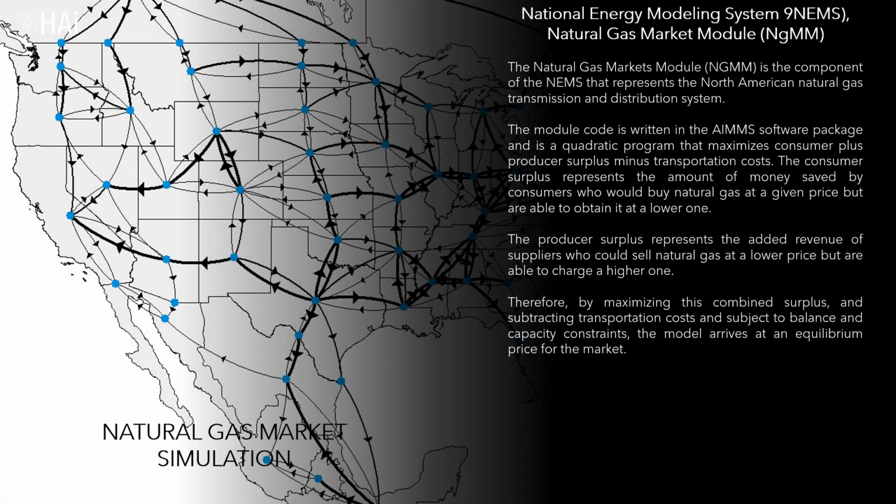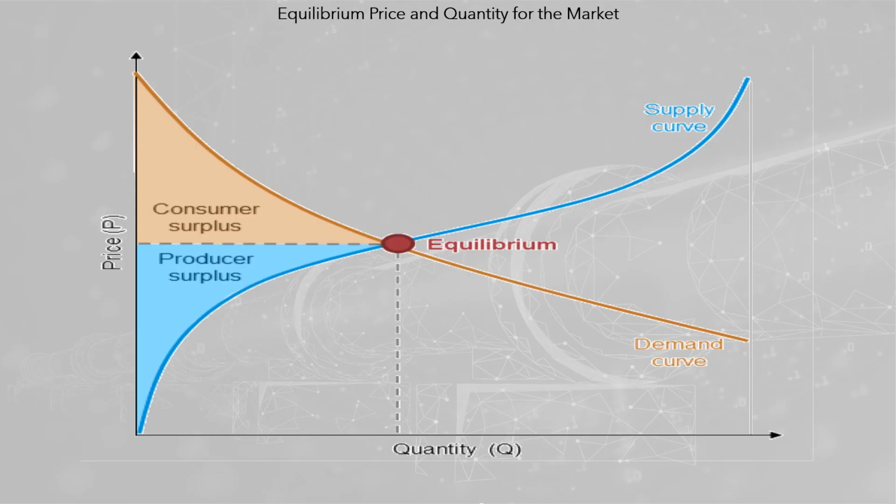The Natural Gas Market Module, NGMM, is the component of the USA National Energy Modeling System, NEMS, that represents the North American natural gas transmission and distribution system and market. The module is a quadratic program that maximizes consumer plus producer surplus minus transportation costs. The consumer surplus represents the amount of money saved by consumers, who would buy natural gas at a given price but are able to obtain it at a lower one. The producer surplus represents the added revenue of suppliers, who could sell natural gas at a lower price but are able to charge a higher one.